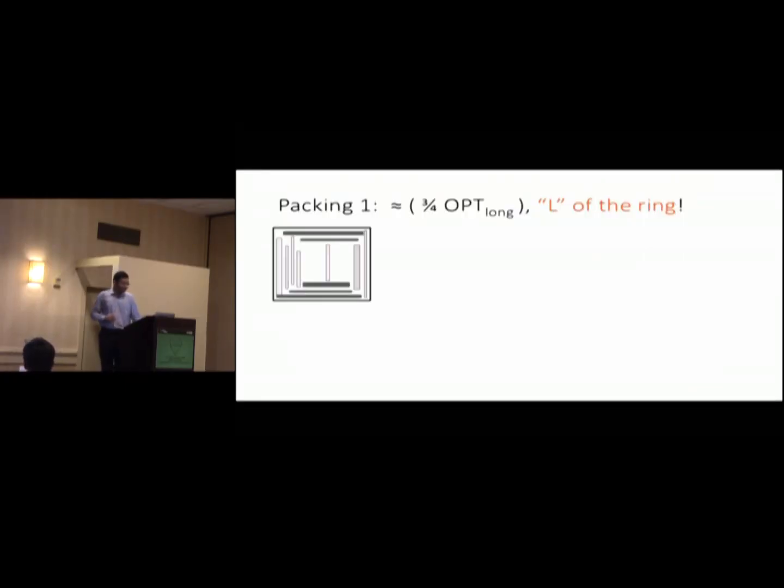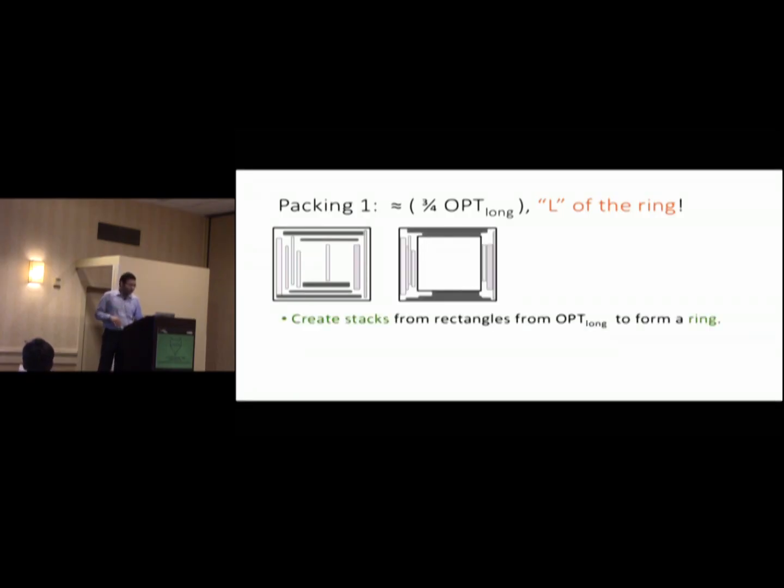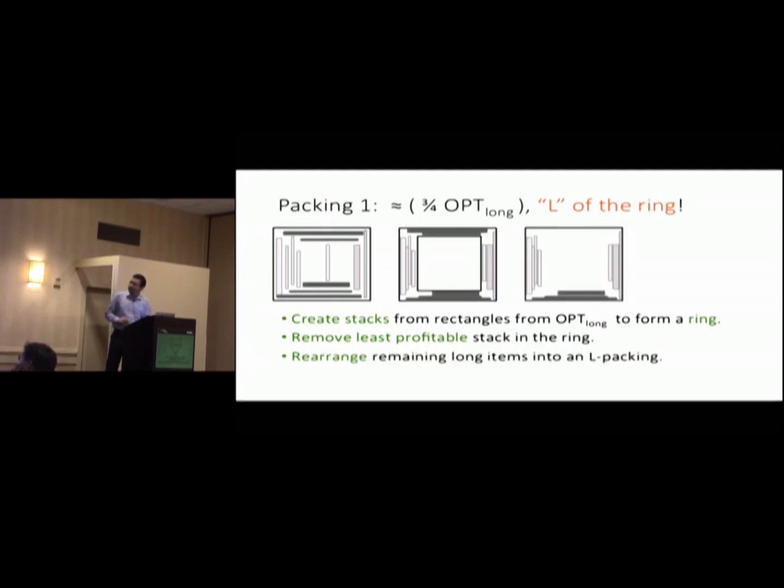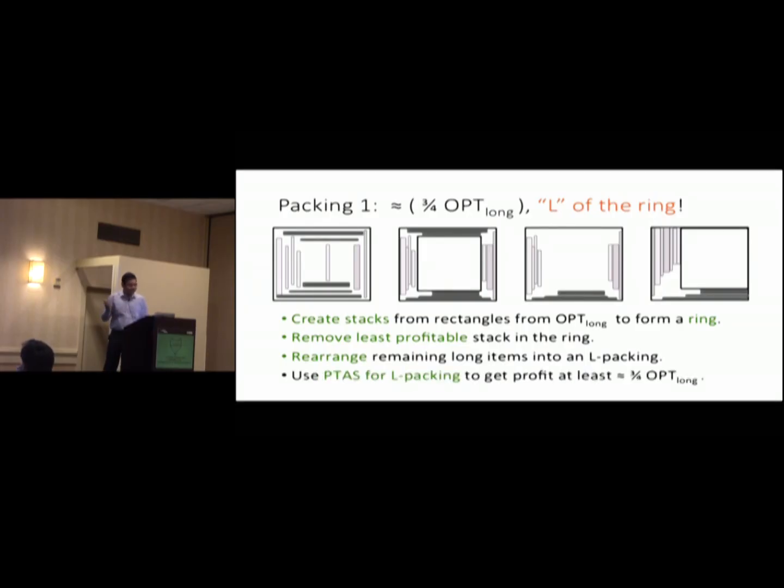Here we only consider the long items first, and as they are long items, we can create stacks of rectangles by pushing them to the boundary, and that will create a ring. Then we remove the least profitable stack in the ring, so we still have 3/4 of the OPT long profit. Then we can rearrange the remaining items to get an L packing, and use our PTAS for L packing, and we get 3/4 OPT long profit.